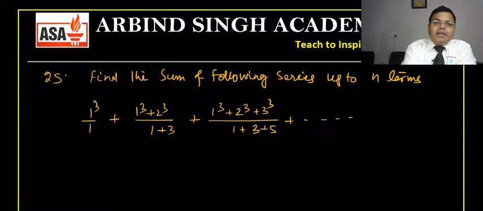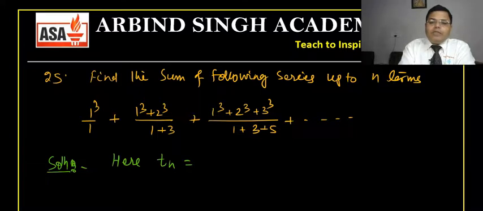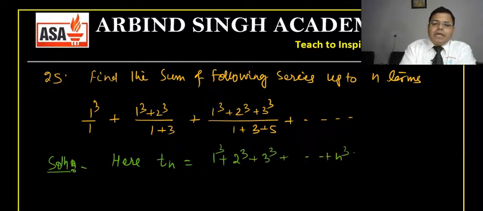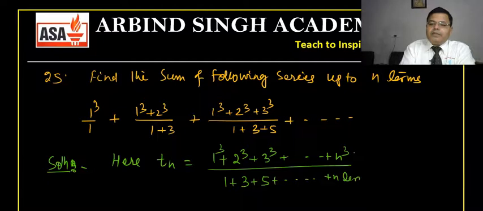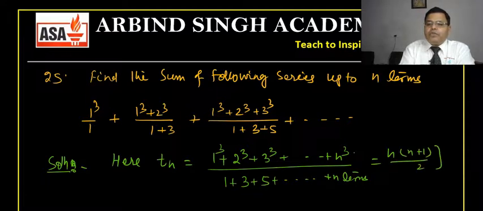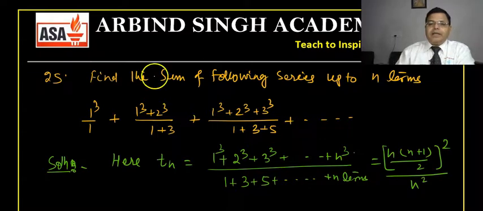So the Tn term we can definitely write here, this is a special sequence. Tn term can be written as, because in the second term it is up to 2 cube, in the third term up to 3 cube, so in the Tn term it will be 1 cube plus 2 cube plus 3 cube up to n cube. And in the denominator, the first has one term, the second has two terms, 1 plus 3, then 1 plus 3 plus 5, the sum of odd natural numbers. So similarly here 1 plus 3 plus 5 up to n terms, right? The numerator is the sum of cubes of n natural numbers, that is n into n plus 1 by 2 whole square. And the denominator, because this is the sum of the first n odd natural numbers, will be n square. I hope you got it.